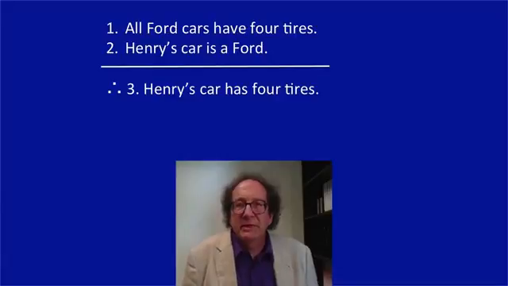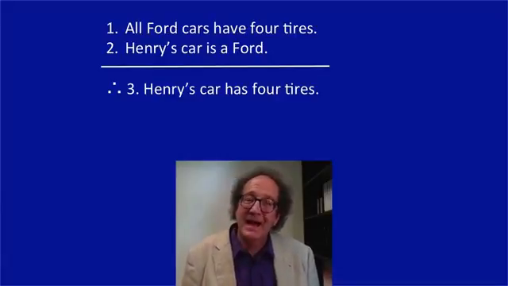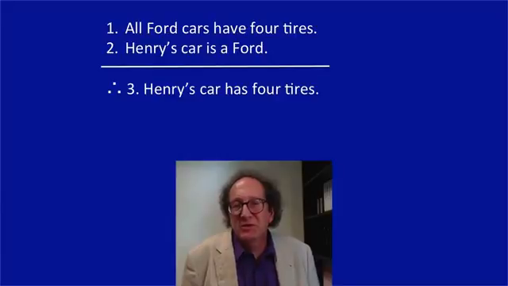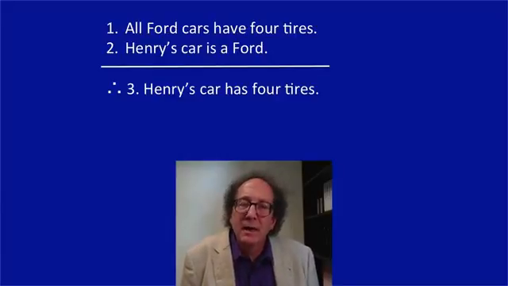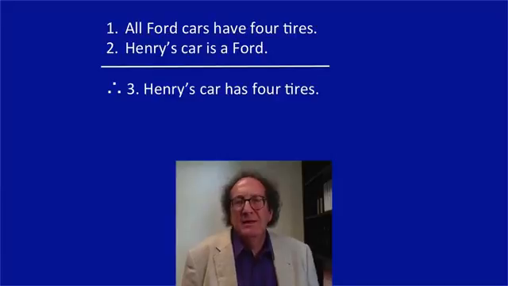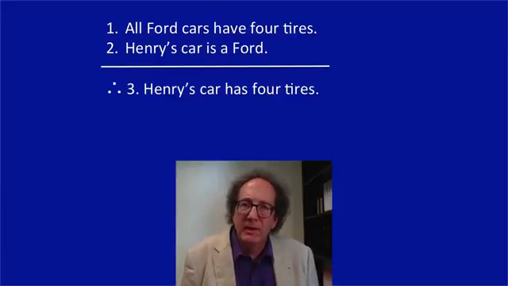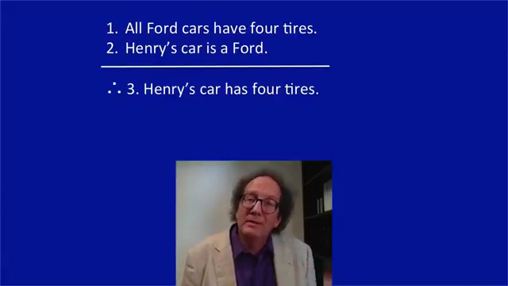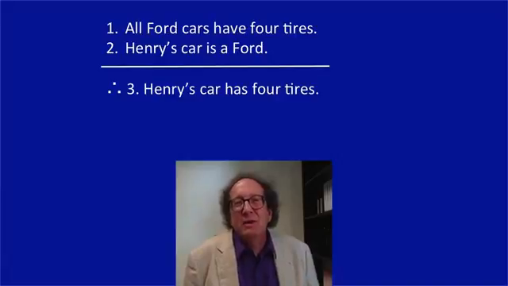Well, another possibility is that Henry's car has six tires and it's not a Ford. And then you could have the first premise true, all Fords have four tires, but you couldn't have the second premise true, namely that Henry's car is a Ford. So there's no way, when the conclusion is false, for both premises to be true, and that shows you that the argument is valid. Nonetheless, there are other examples where the premises are true and the conclusion's true, but the argument is not valid. Instead, it's invalid. Here's an example of that combination.